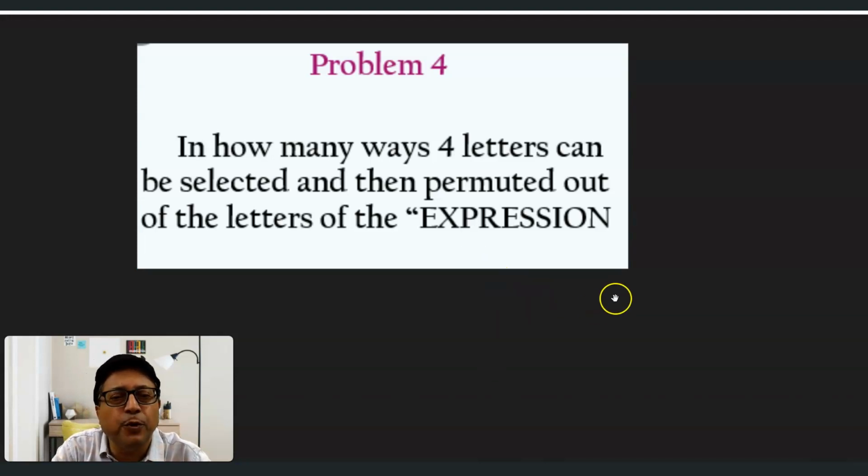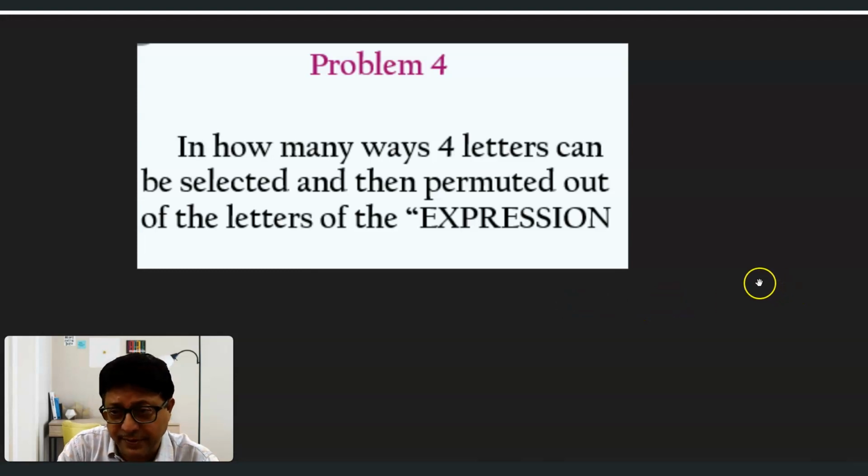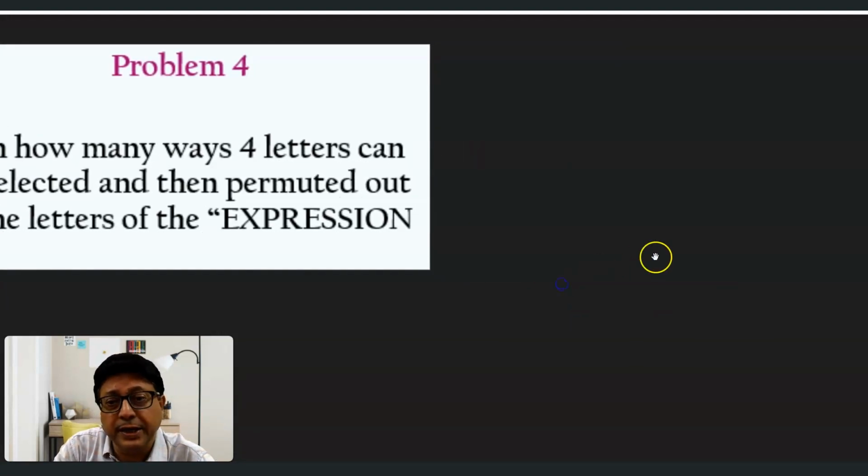Okay. Let us consider another problem so that your idea will be very clear. In how many ways can 4 letters be selected and then permuted out of the letters of the word EXPRESSION? See, here in this session my aim is not to discuss very difficult sums, but all the concepts of permutation and combination should be learned properly. I have started this series because of the same reason. So let us understand how selection of 4 letters can be done from here. Then you can go for any problem of this kind where 5 or 6 letters can be selected.